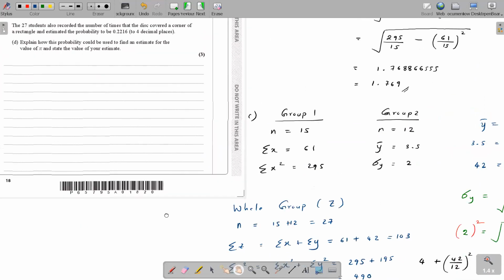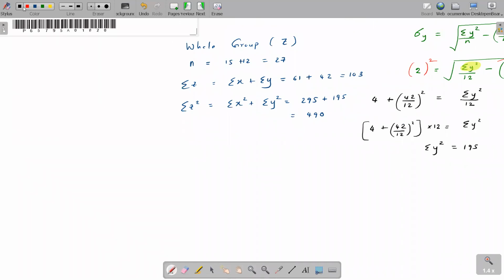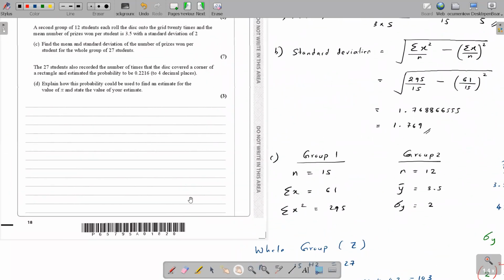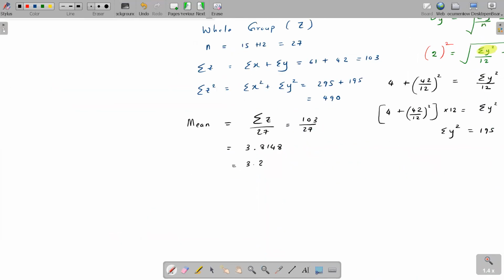Find the mean and standard deviation of the number of prizes won for the whole group. So mean of the whole group is what? 103 divided by 27, which is 3.8, a few more decimals. 3.148. And have they asked us the number of decimals here? Any particular number of decimals? No, right? Okay, so we can keep it to 2 decimal places. 3.81.